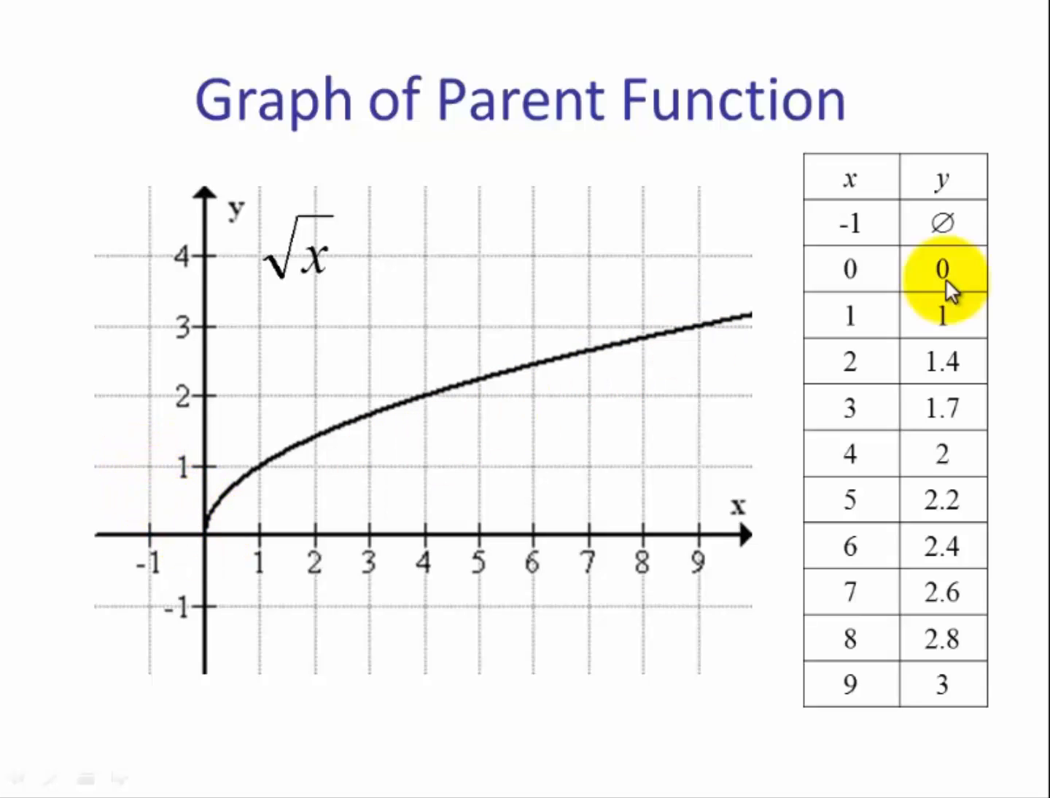When x is 0, y is 0. Square root of 0 is 0. When x is 1, y is 1. The square root of 1 is 1. When x is 2, y is the square root of 2, which is about 1.4. When x is 4, the square root of 4 is 2. So when x is 4, y is 2. So we have a function that's increasing, but it's not increasing as fast as an exponential function. This graph is increasing slowly.